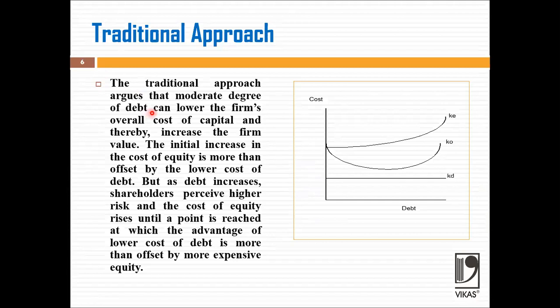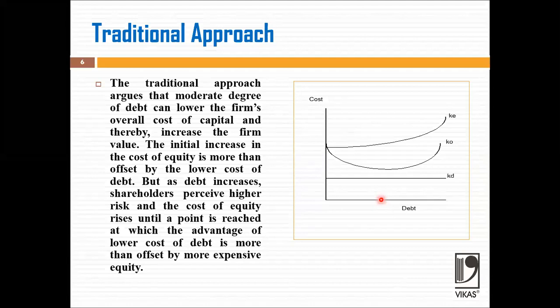The traditional approach argues that a moderate degree of debt can lower the firm's overall cost of capital, thereby increasing the value of the firm. Do you agree or not? When the firm keeps the debt up to this level, they can increase the value of the firm. Moderate, not 100% debt. It's a moderate level of debt in the capital structure. Yes, right. The initial increase in the cost of equity is more than offset by the lower cost of debt.